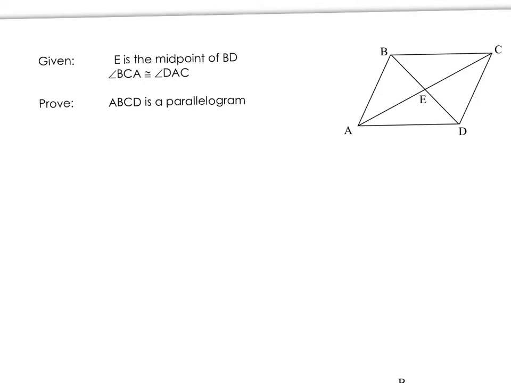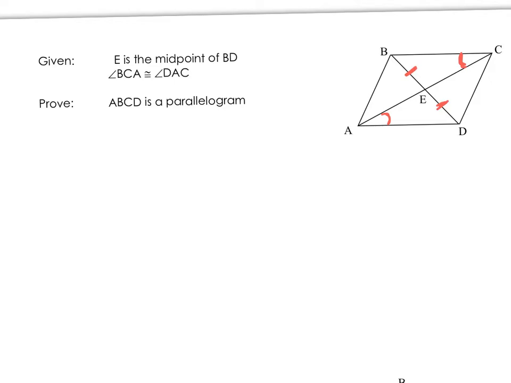look at the diagram. I'm going to mark up the diagram. E is the midpoint of BD. That tells me that BE is congruent to ED. I also am given that BCA is congruent to DAC. All right, so a couple different ways to go with this one.